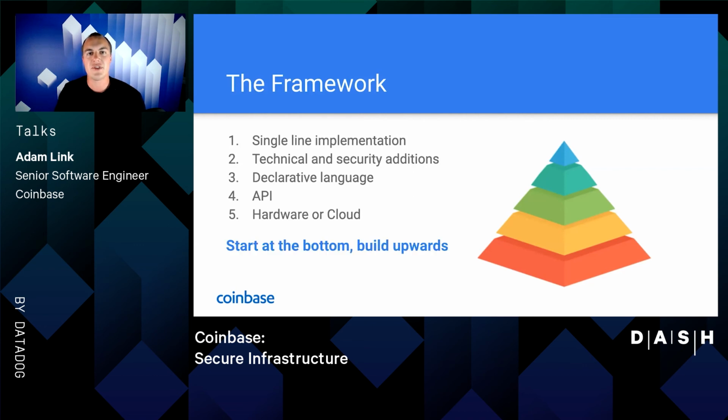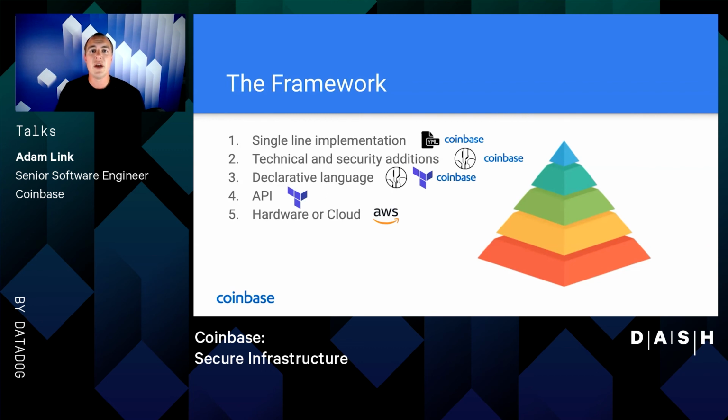In order to do this, you have to start at the bottom and build upward. In order to get to that single line implementation, you have to have everything else in place. So at Coinbase, we have our single line implementation through our GeoNode YAML. We then add security and technical logic through GeoEngineer, which is, again, one of our internal tools. We have the declarative language provided by both GeoEngineer and Terraform, which then gets fed into Terraform for planning and applying in our cloud environment on AWS.